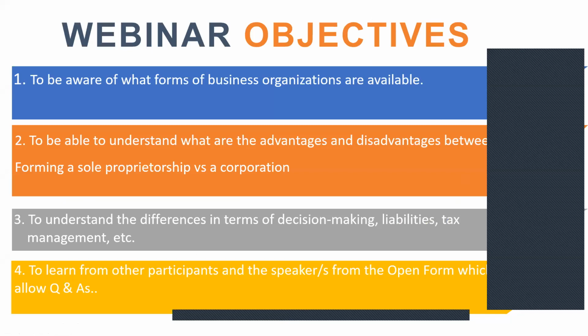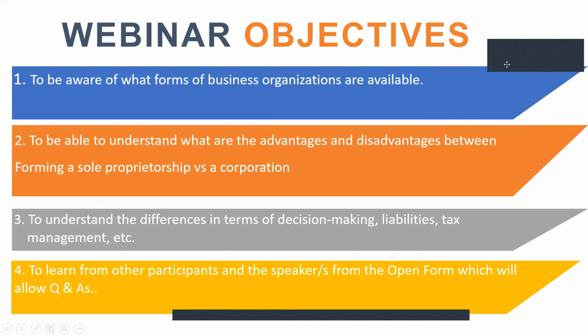So these are the webinar objectives: to be aware of what forms of business organizations are available, and to be able to understand the advantages and disadvantages between forming a sole proprietorship versus a corporation, then to understand the differences in terms of decision making, liabilities, tax management, etc. So basically, maybe not all of the items or topics that you have in mind may be discussed here.